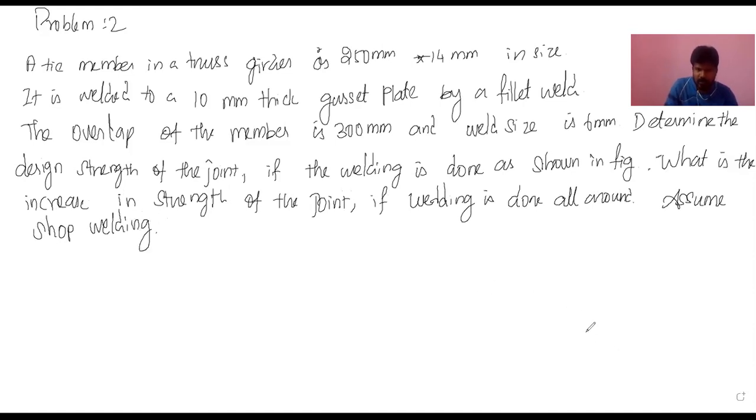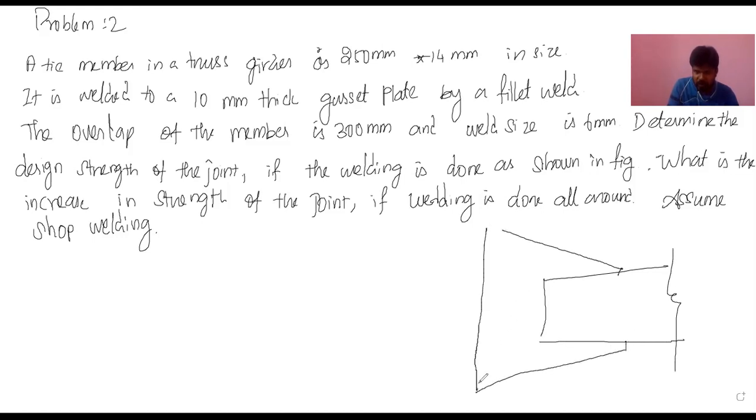So the figure, whatever they have given, one plate has been connected with the gusset plate. Gusset plate is nothing but the plate which is used to join the members in the truss. Here the breadth of the plate is 250 mm, and they have mentioned that the overlap is 300 mm. So from here to here it is 300 mm.